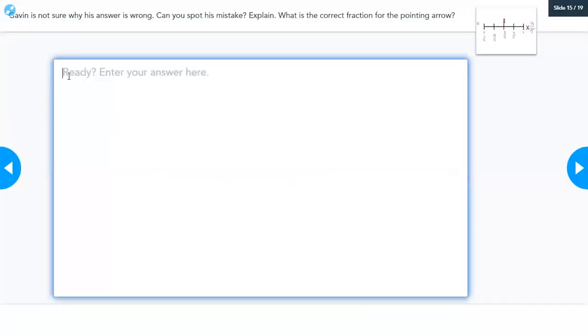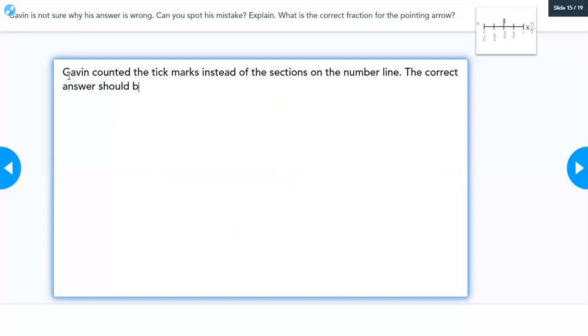We would click here and we would say Gavin counted the tick marks instead of the sections on the number line. The correct answer should be, what was that again? 2/4. Great job, Husky Pups.